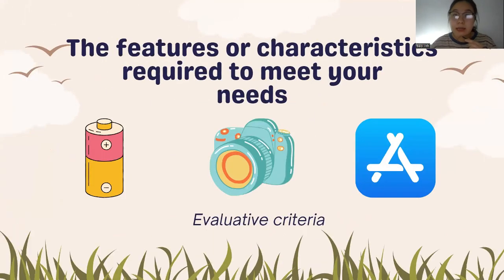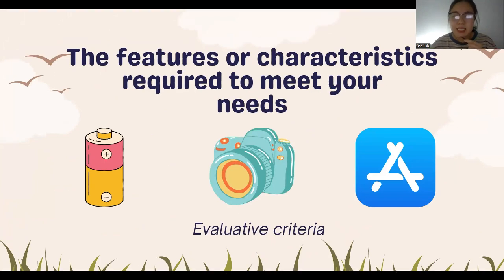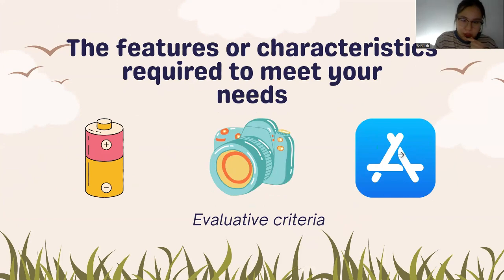The features or characteristics that are required to meet my need are called evaluative criteria. This may be battery, camera, or app store. These kinds of features are the result of internal and external research. These are attributes that I think are really important for my product.